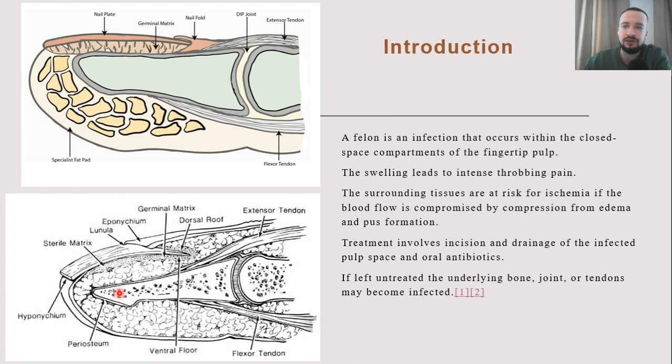Felon is an infection that occurs within the closed space compartments of the fingertip pulp. The swelling leads to intense throbbing pain. The surrounding tissues are at risk for ischemia if the blood flow is compromised by compression from edema and pus formation. Yes, there you see how the finger looks like.